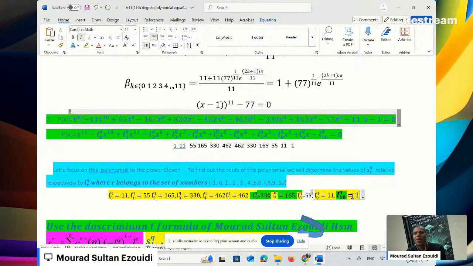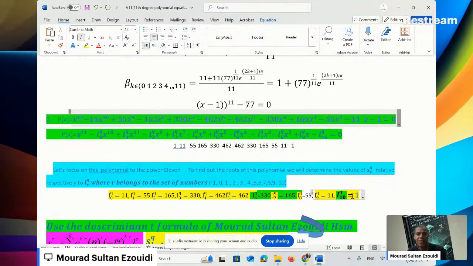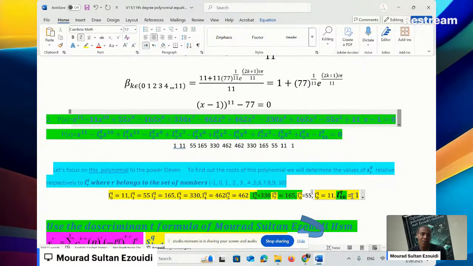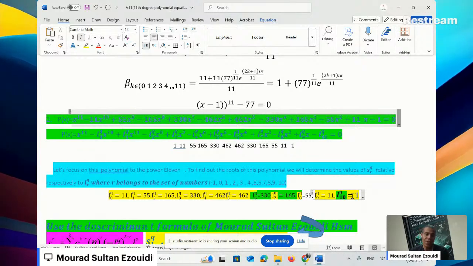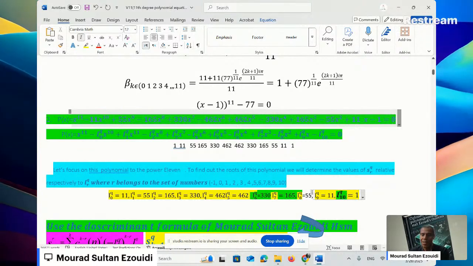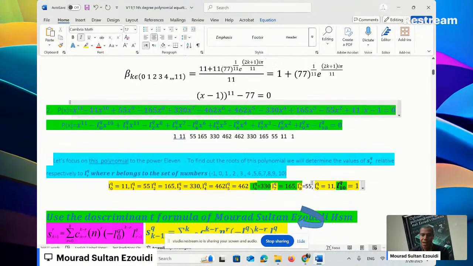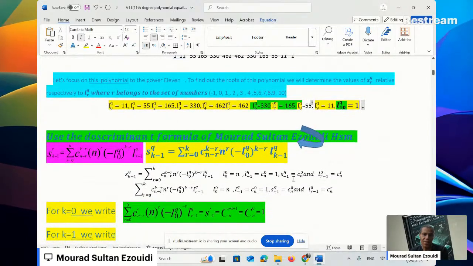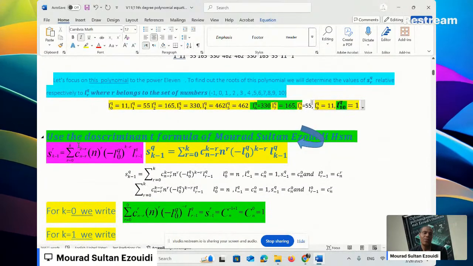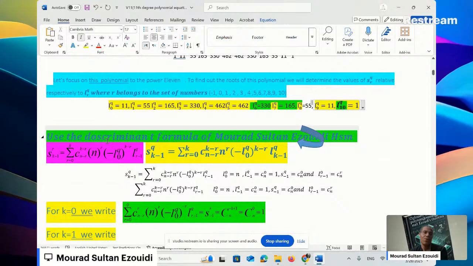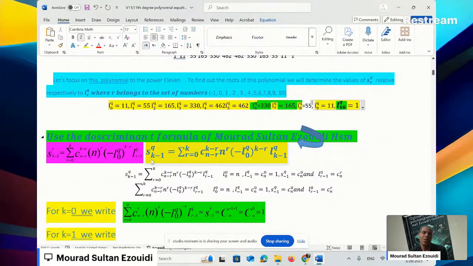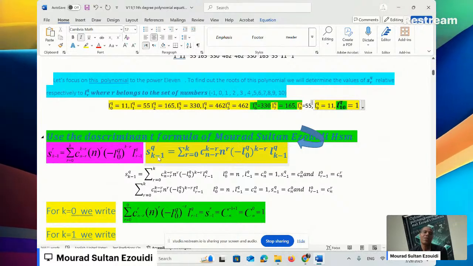Okay. Now, after finding the new coefficients of the new 11 degree equation using Ezouidi theorem, we will come to write this as that. So here I advise professors and learners to use this kind of formula of Mourad Sultan Ezouidi, which is equal to S subscript k minus 1 of all the q.